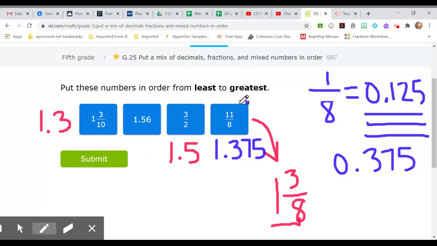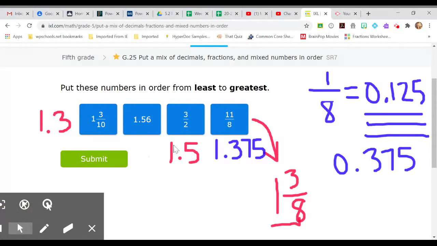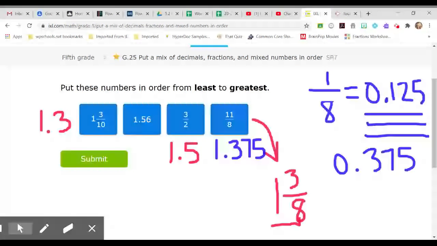So we're going least to greatest. All right, everything has a 1 as a whole number. So 1, 1, 1, 1. That's not helping us out. So now we've got to compare the tenths place. We have a 3 in the tenths place, a 5 in the tenths place, another 5 in the tenths place, and another 3 in the tenths place. So these with the 3 in the tenths place are going to be our smallest.